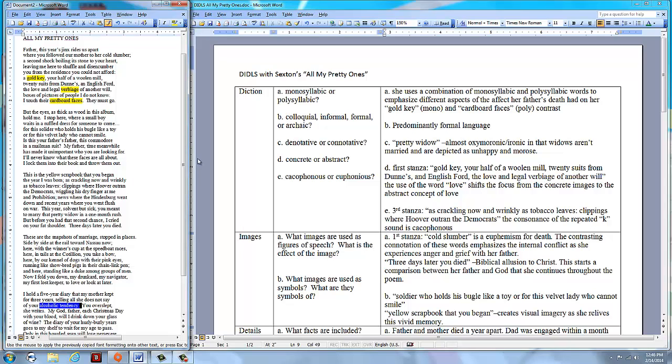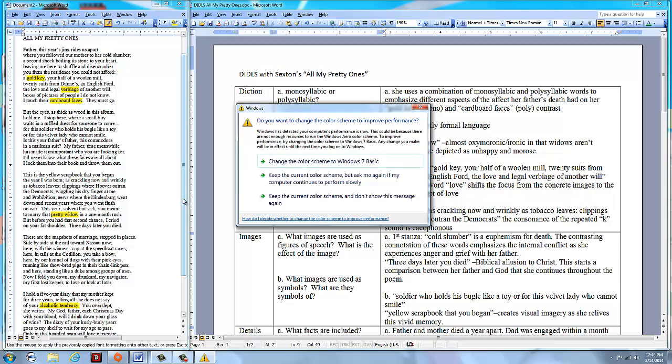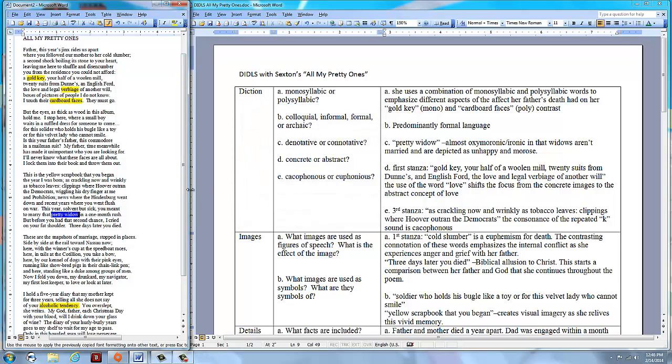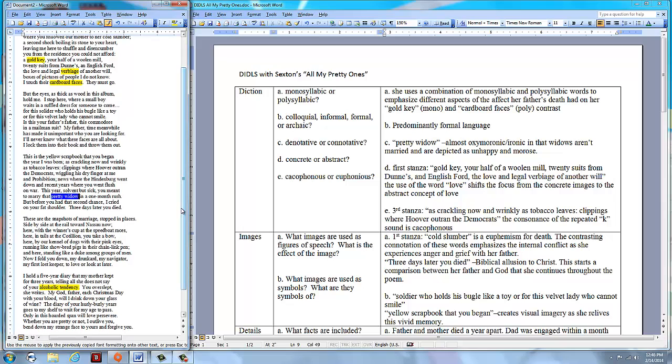Moving into the denotative or connotative. The term pretty widow, I thought this word in particular stood out to me. One, I almost felt it was an oxymoron and somewhat ironic because stereotypically widows are often pictured as sullen and not pretty, and yet here we see Sexton referring to the woman that her father was hoping to marry as such.